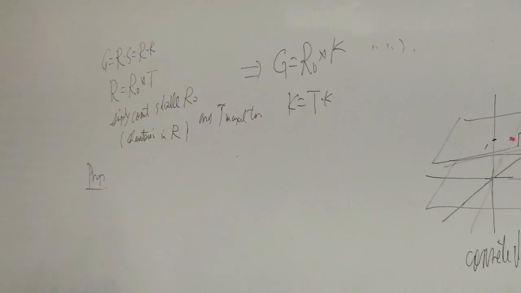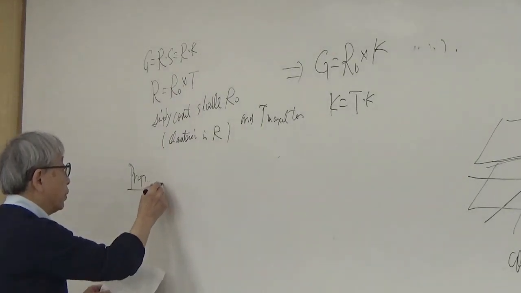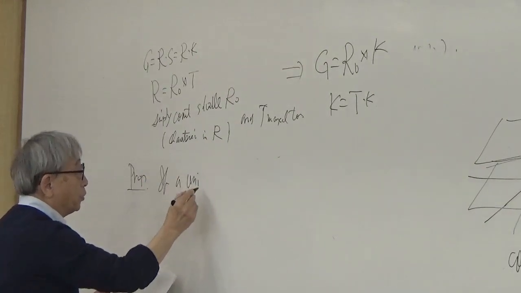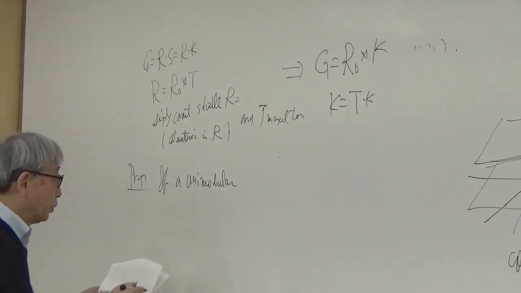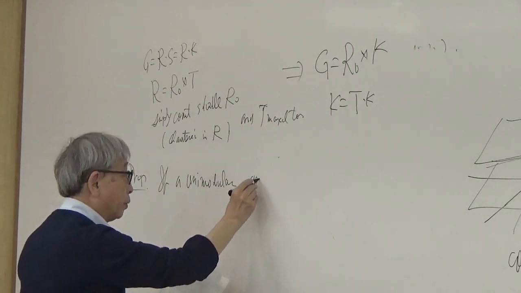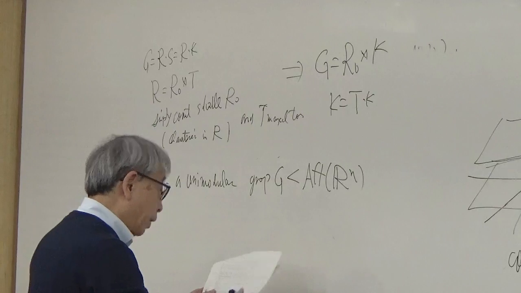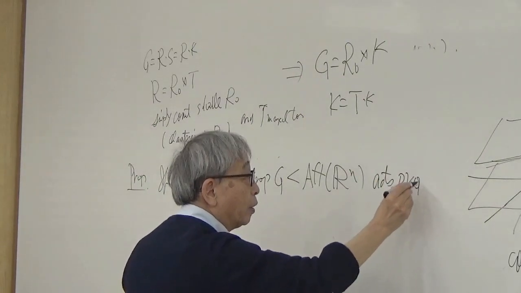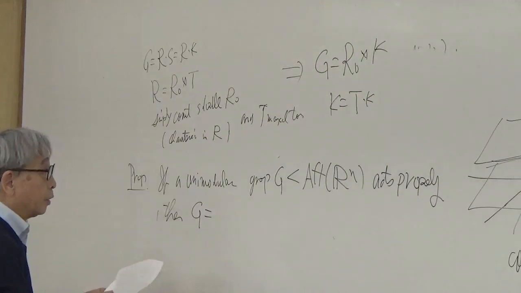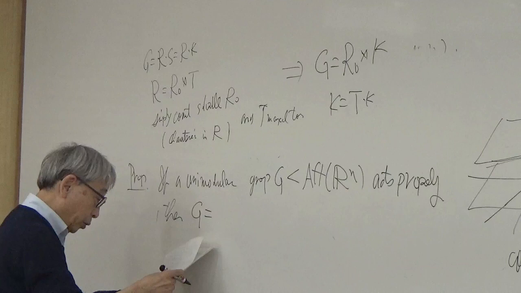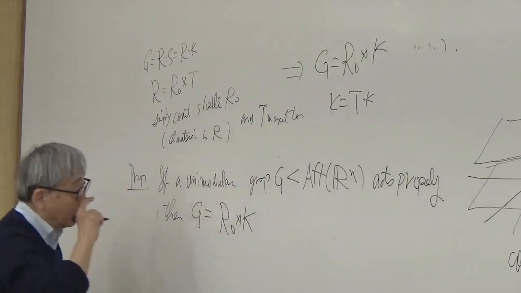Suppose a unimodular group G contained in the affine group of R^n acts properly. Unimodular may be unfamiliar to some. Then we have seen G is a semi-direct product of a simply connected solvable group and a maximal compact group K.